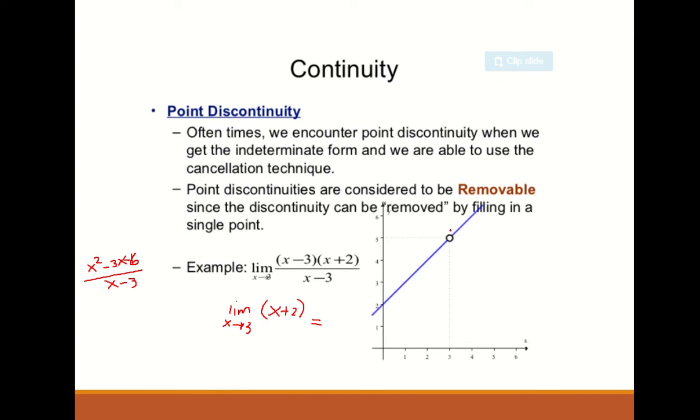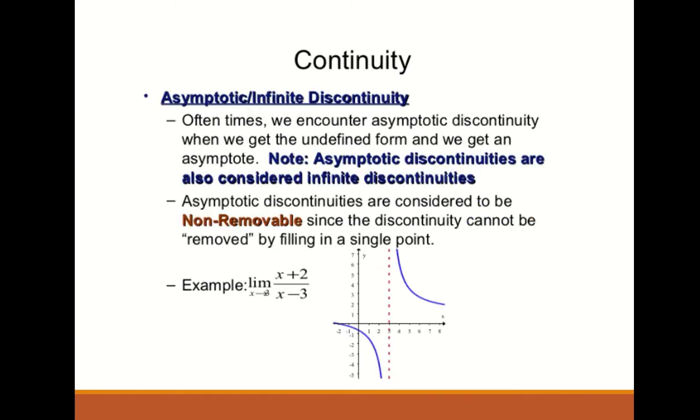to 5. So we're now able to fill in this point of discontinuity with this single point, coordinates 3 and 5. Alright, so this is what we call point discontinuity. So this is equal to 5. Okay, so this one, this is our L. Okay, so next we have asymptotic and or infinite discontinuity.